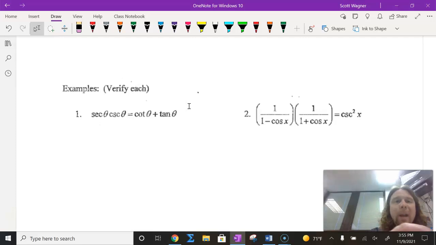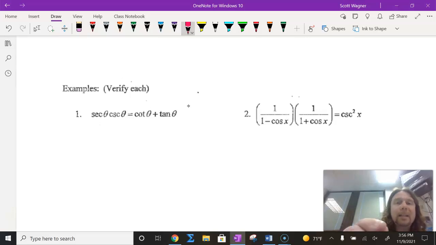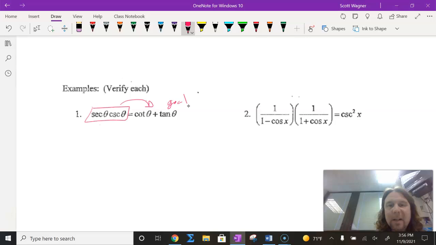So in the past, I only gave you secant times cosecant, and I said simplify it as far as you can. Now I'm telling you what it simplifies to: cotangent plus tangent. So that's what we're going to try to get to. Start on the more complicated side. I don't really see one being more complicated than the other, so maybe I'll start over here, and I'll try to get over there. My goal is cotangent plus tangent.